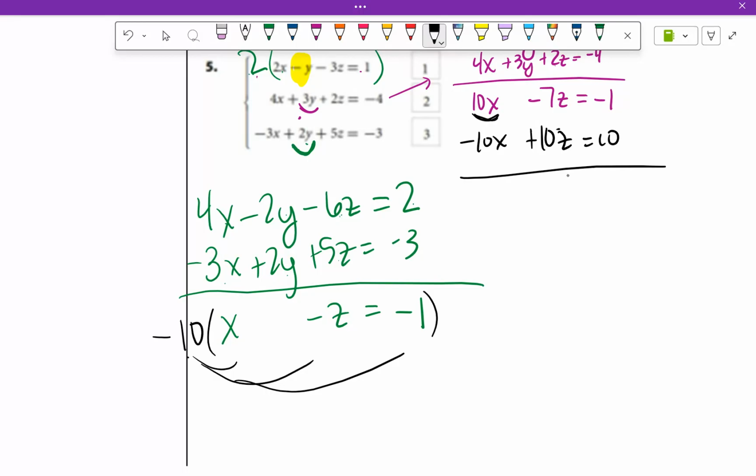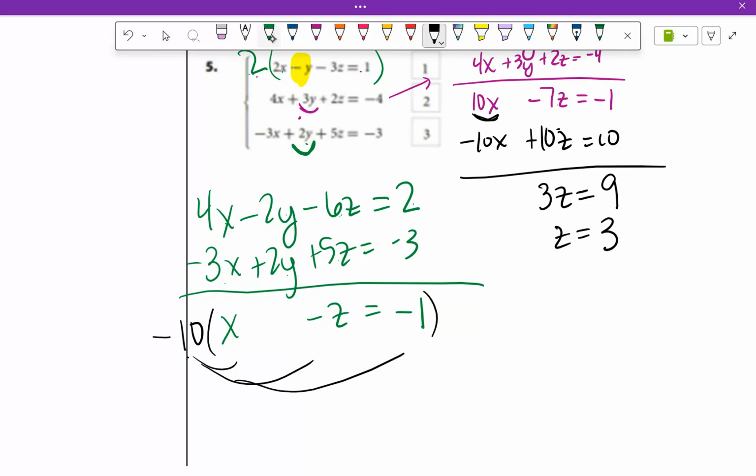I'm going to add vertically. So my 10's cancel. -7z and 10z is 3z. -1 and positive 10 is 9. Divide by 3. So 9 divided by 3 is 3. So I have z is 3.